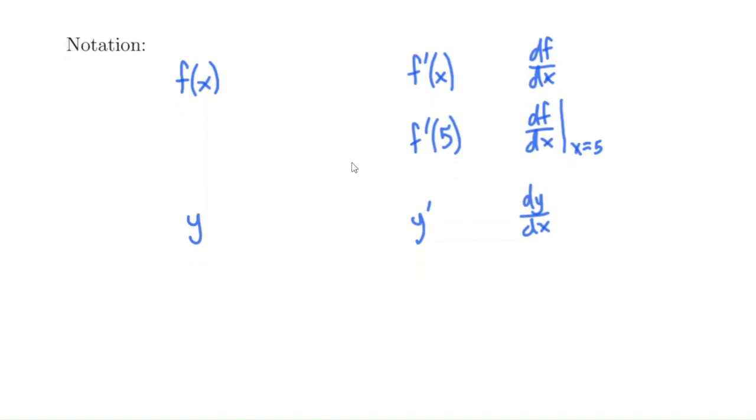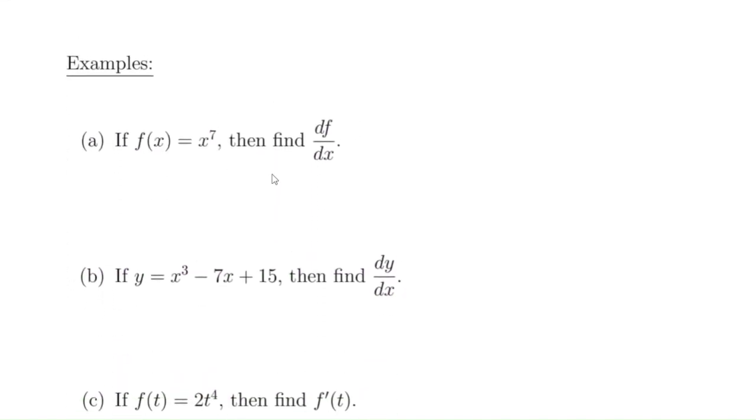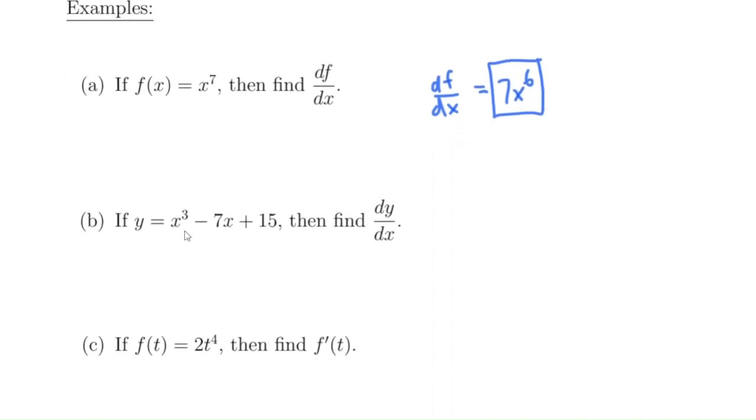Okay, so let's look at some examples here. If f of x is x to the 7th power, what is df dx? Well, df dx is going to be 7x to the 6th. Remember, df dx is the same thing as f prime of x. It's just another way of writing the derivative. Okay, if y equals x cubed minus 7x plus 15, what is dy dx? Well, dy dx is going to be 3x squared minus 7. Derivative of x cubed is 3x squared. Derivative of 7x is just 7. And the derivative of 15 is 0.